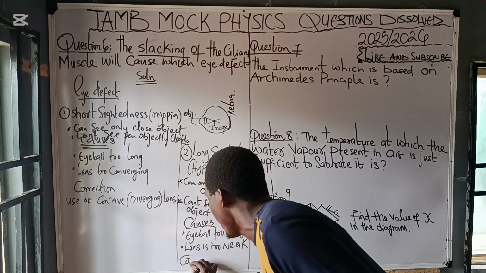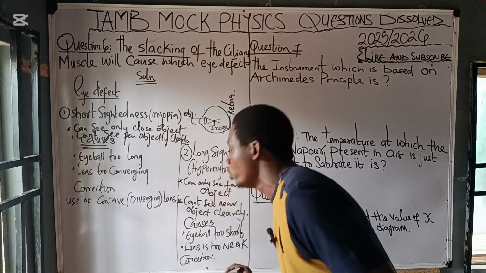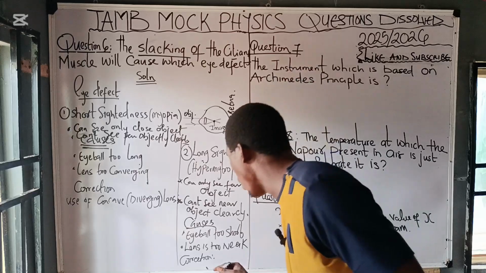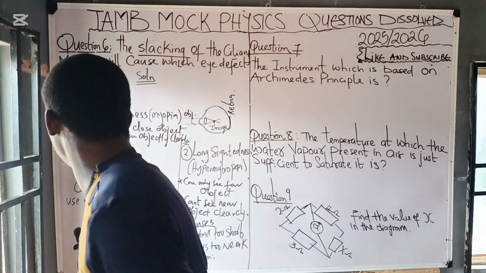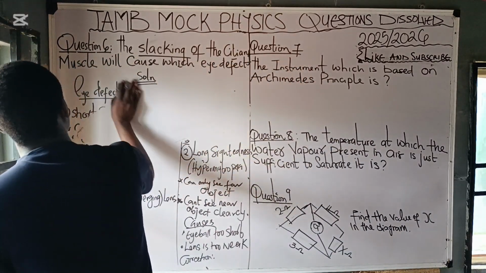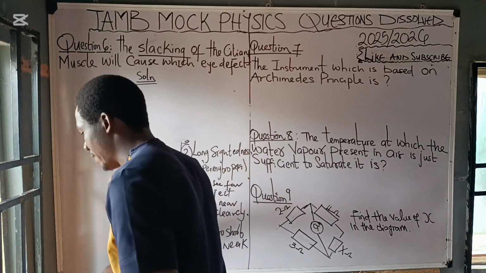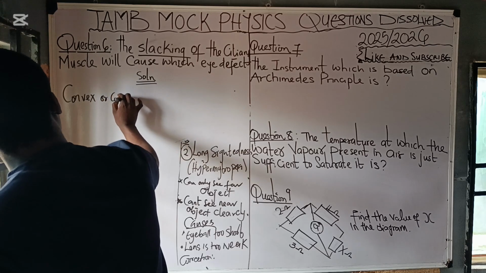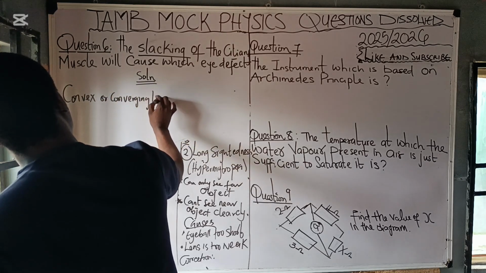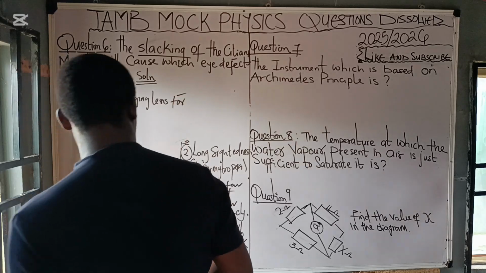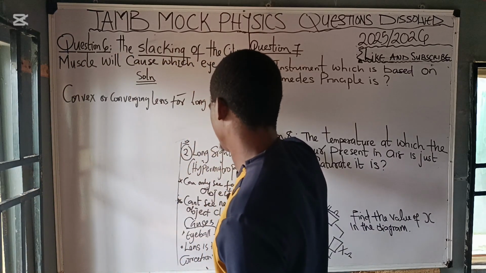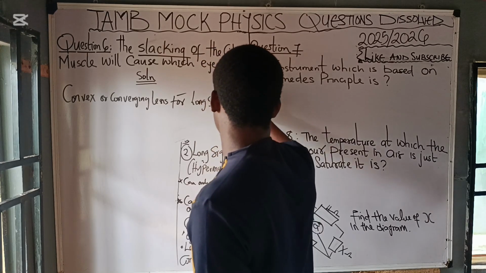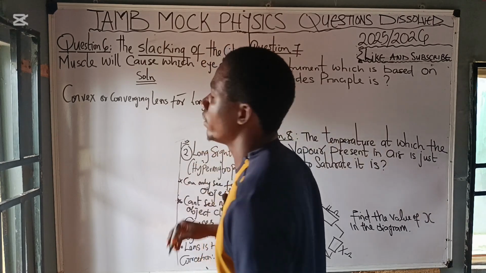What is the correction? Finally, the correction is the use of convex or converging lens. Yes, convex or converging lens. You use convex or converging lens for long-sightedness. Please take note of that.